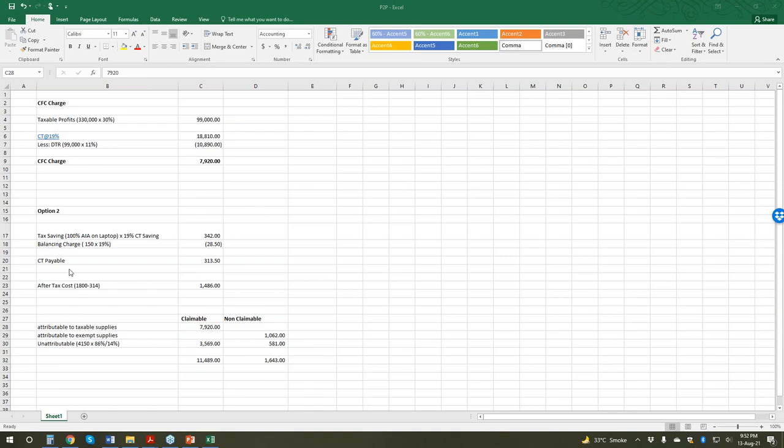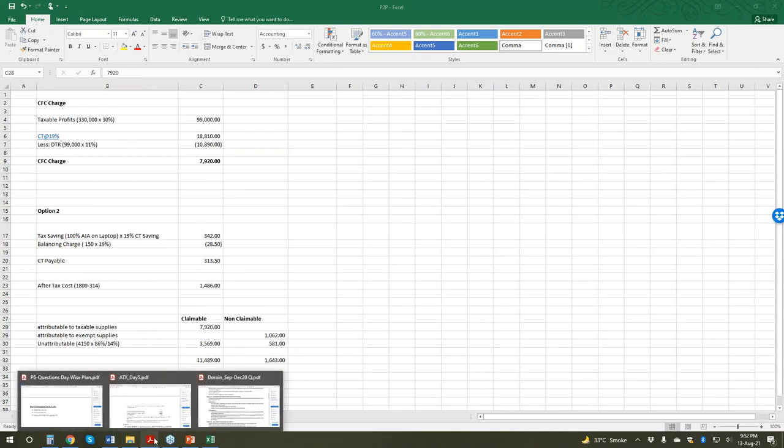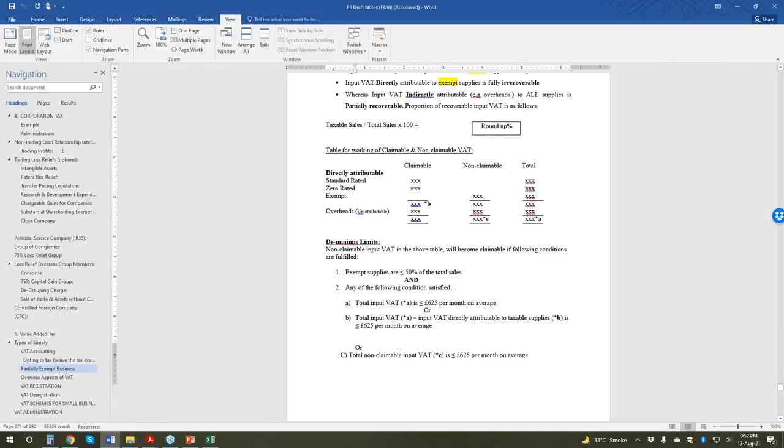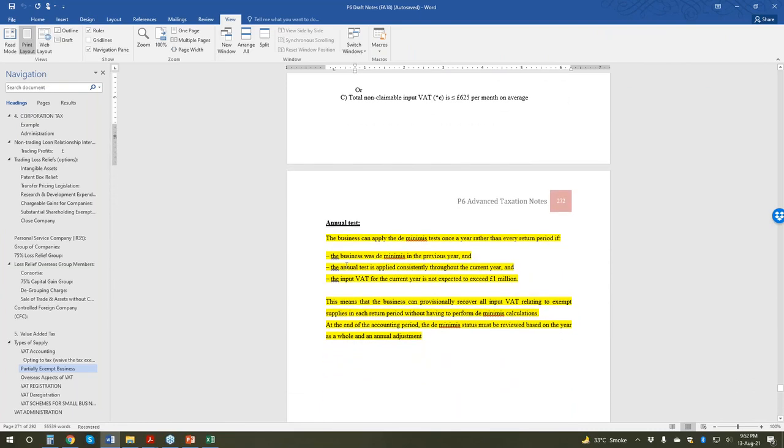Moving on to the last part of the question, that asks us about the annual accounting scheme. So let's go to the notes and see what the annual accounting scheme is. I have told you the business needs to apply these tests every quarter, but they have the choice that they can apply it once in a year. But for that, they have to satisfy a few conditions. So what are these conditions?